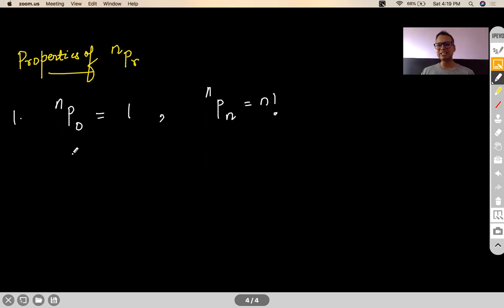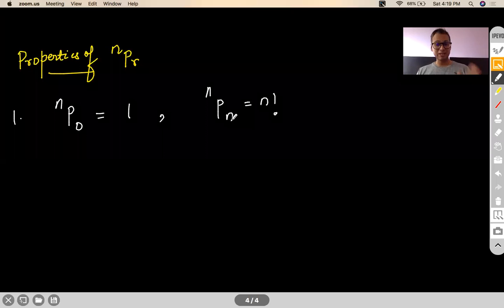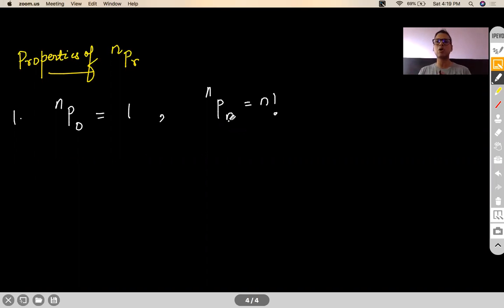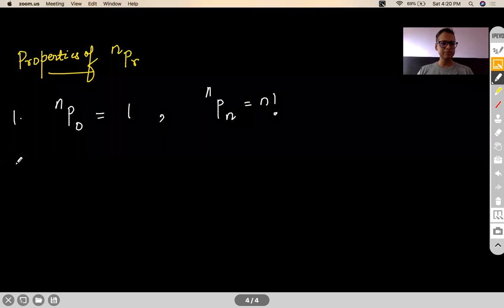NPN means you want to arrange n objects among themselves, or you want to order n distinct objects among themselves. That means you're doing shuffling between them. That's it. So that would be NPN, n factorial. So remember when I was talking about factorial, this is what I was actually talking about. Factorial of n is nothing but the number of ways in which you can arrange n distinct objects among themselves. The number of ways to order them among themselves is NPN, which is n factorial itself. Okay, this is the very first property.